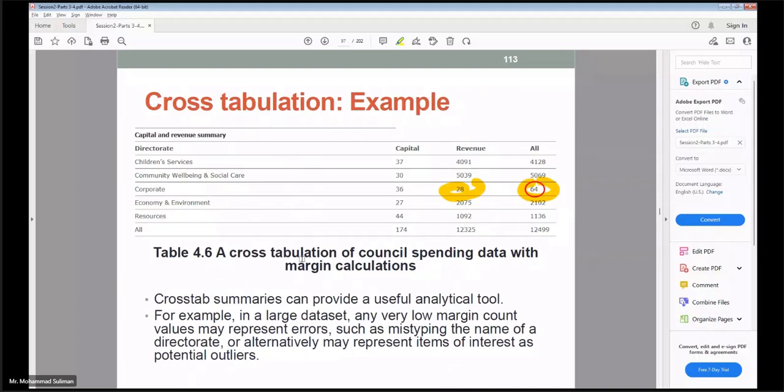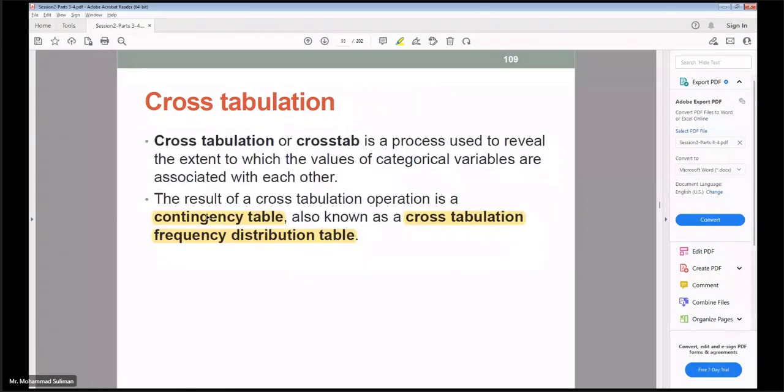Okay, so this is what cross tabulation is. Cross tabulation is a process used to reveal the extent to which the values of categorical variables are associated with each other. Okay.